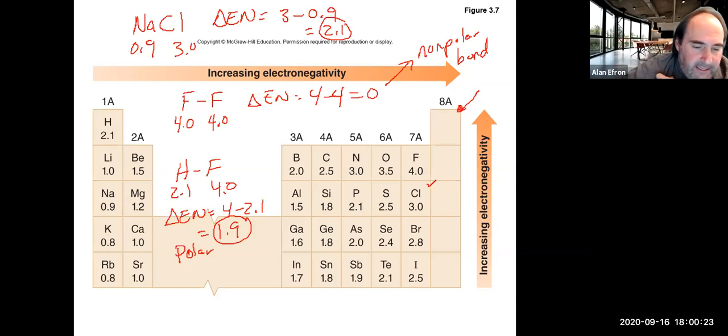So why don't you try some? How about the carbon-hydrogen bond? How about the nitrogen-oxygen bond? And how about sulfur and oxygen? And one last one, why don't you determine, we'll do nitrogen and chlorine. So those 4, take a second, use electronegativity and determine, is the bond polar, nonpolar, or ionic?